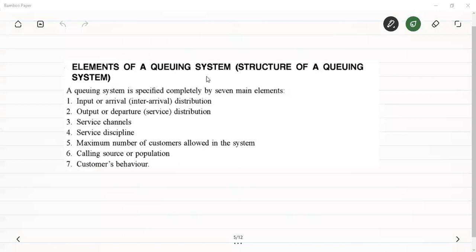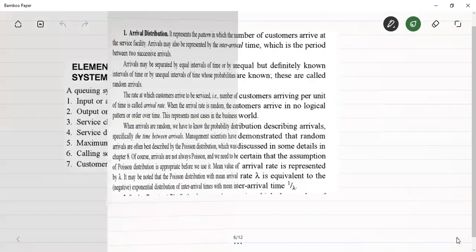So, the elements of a queuing system, or the structure of a queuing system. एक queuing system में क्या क्या चीजें होती है? These are the 7 elements of a queuing system: input, output, service channels, service discipline, maximum number, calling source of population, and customer behavior. So let's look at them one by one.